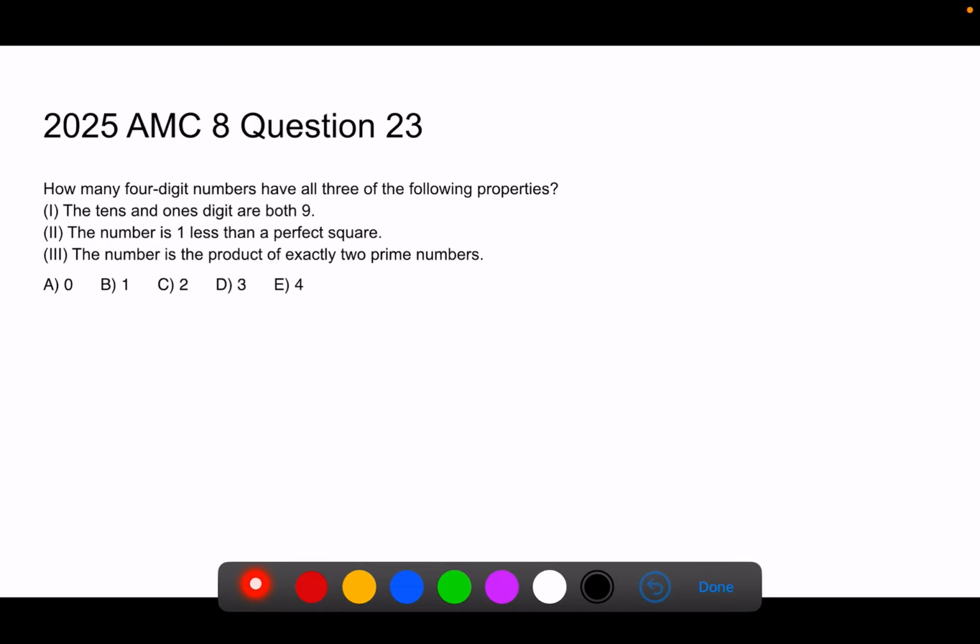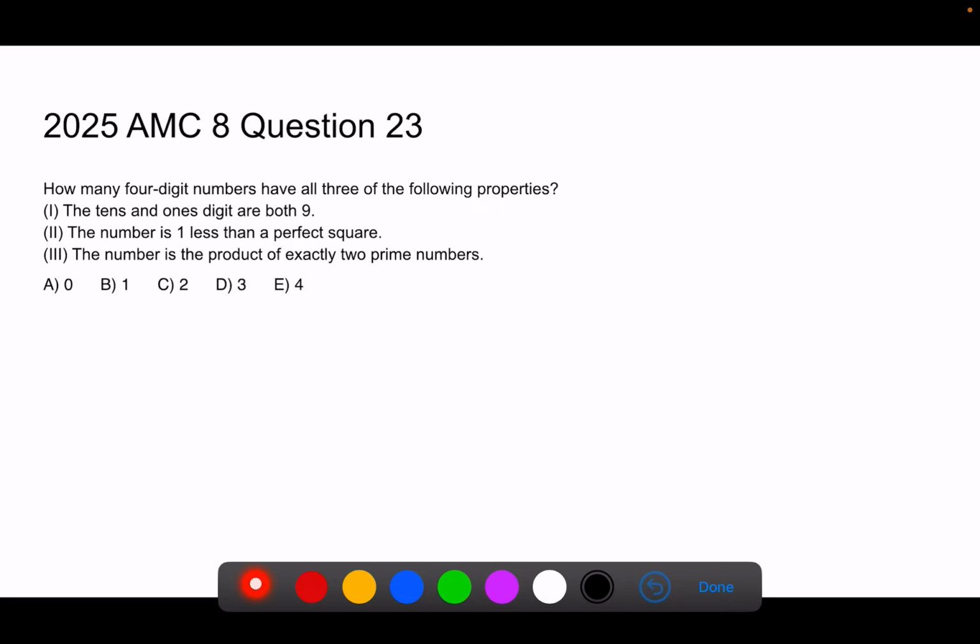AMC 8, question 23. How many four-digit numbers have all three of the following properties? The tens and ones digit are both 9. The number is one less than a perfect square. The number is a product of exactly two prime numbers.